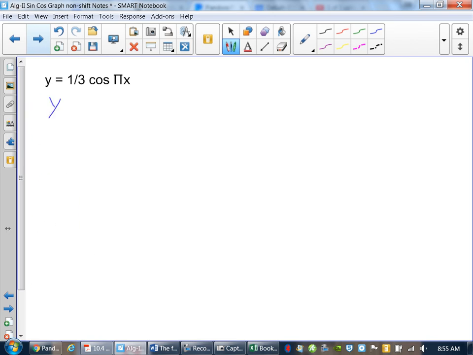All right, so let's do this. Y equals 1/3 cosine of pi x. We'll graph that one. We'll go through the same idea as far as A, B, amplitude, period, all that kind of fun stuff.